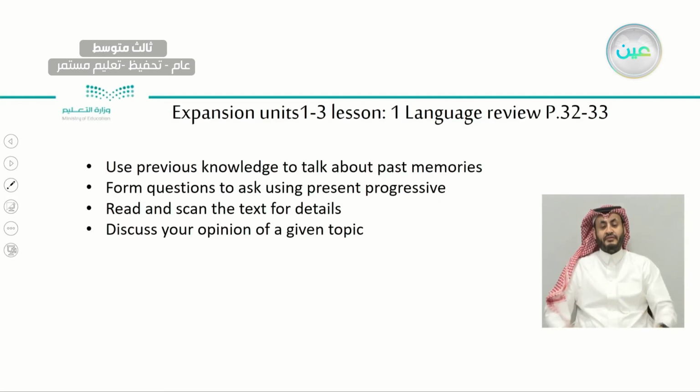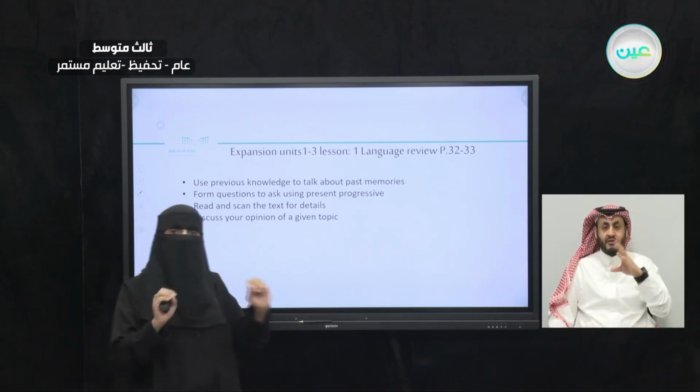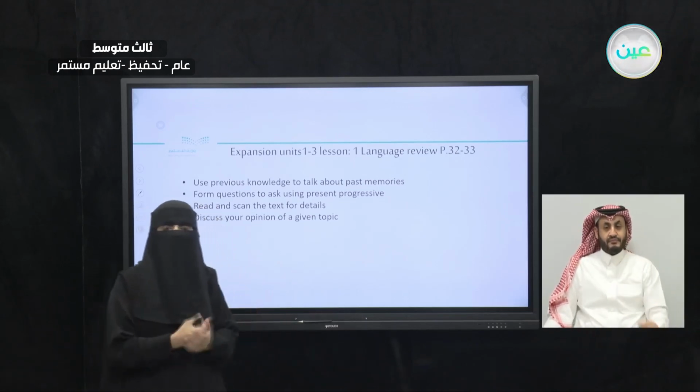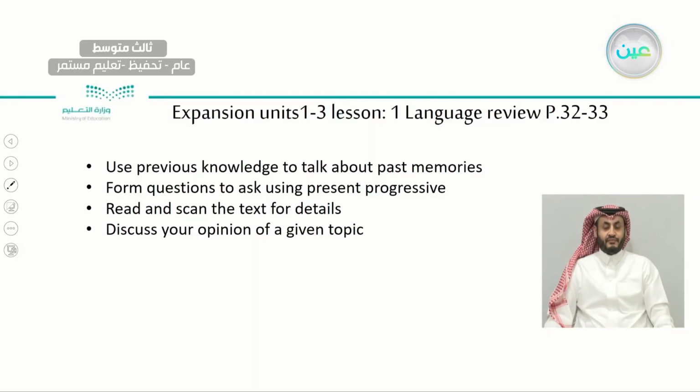So what did we cover this class? In the beginning, we talked about past events, your childhood memories. And then we talked about how to form questions using the present progressive. Also, we read about tigers and we read about pandas and we formed questions. We completed the statements about tigers, we formed questions, and also at the end we did a discussion about the endangered animals in our country.